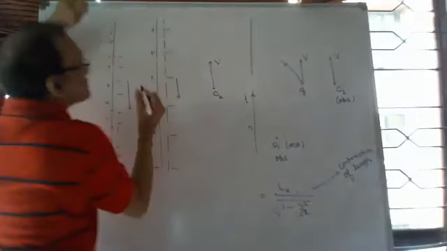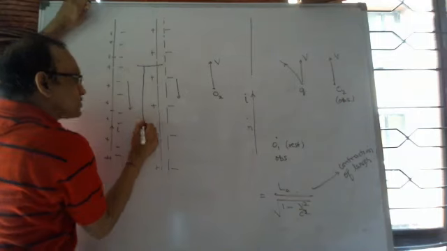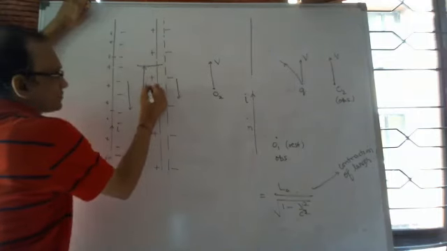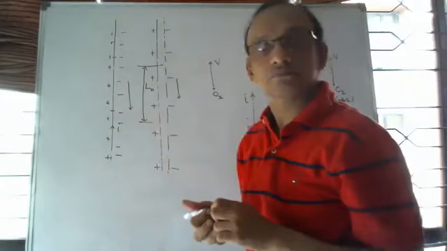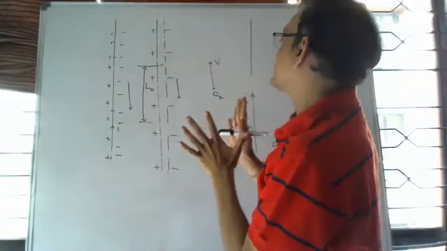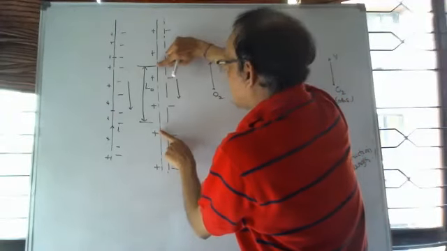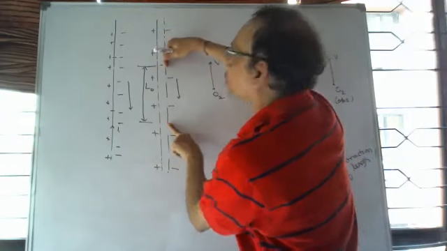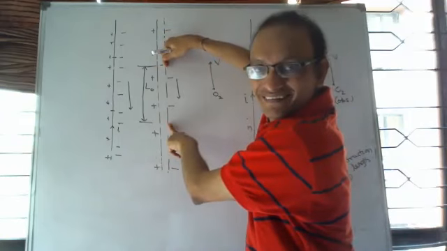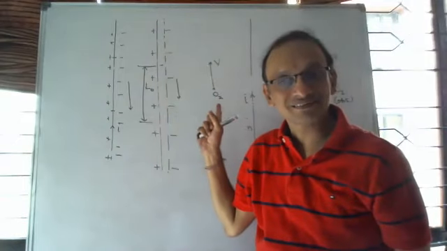So now what happens is, if I look at a length L naught of this wire, which was electrically neutral, this L naught will not look like L naught for this wire, and this L naught will not look like L naught for this wire. They will now have different lengths with respect to this observer.